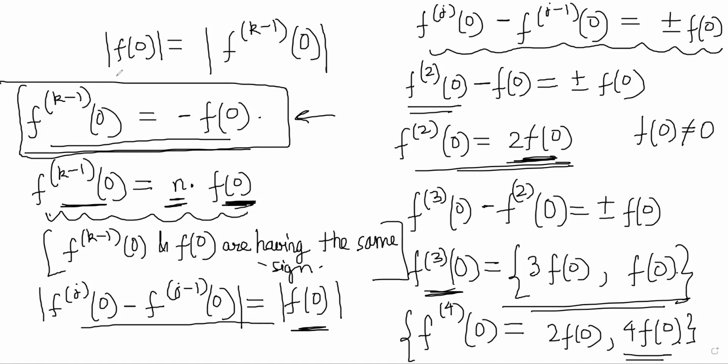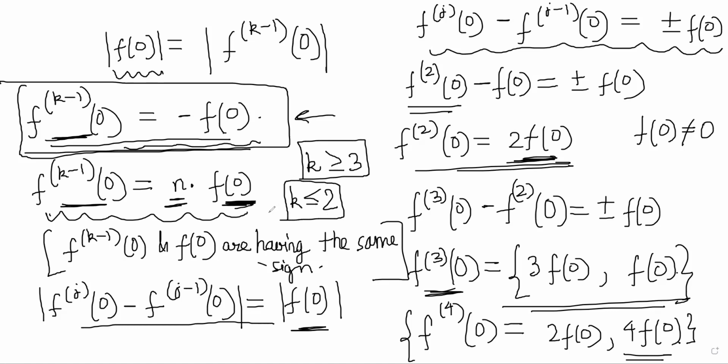The other case was f of 0 was equal to f of k minus 1 of 0. That case also we got a contradiction. And now in this case also we are getting a contradiction, which means that our initial assumption is wrong. And our initial assumption was k is greater than or equal to 3. So that means that k must be less than or equal to 2, right? And if k is less than or equal to 2, then either f of 0 is 0 or f of 0 is 0. So that concludes our problem.